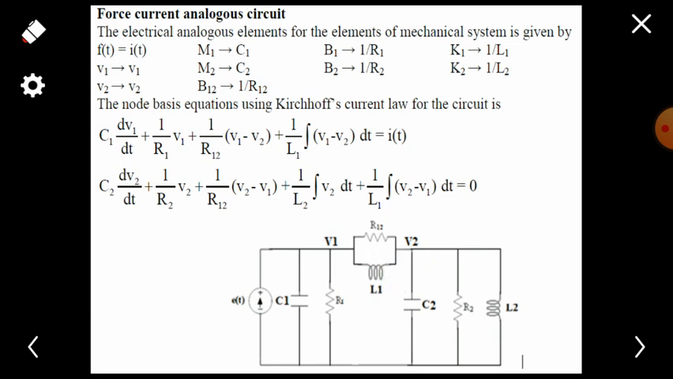After that the values belonging to V1 are connected in the parallel manner here. After that V2 will be connected in the parallel manner here. In this way we are going to draw the force voltage and force current analogous systems.